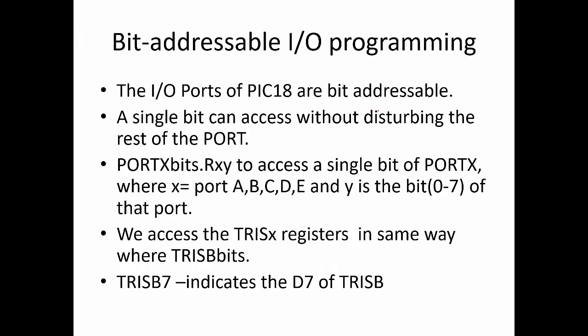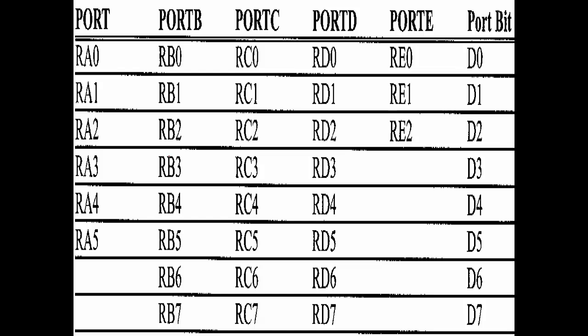So next is bit addressable. Let us check one by one. So starting from port A to port E. Port A bits can each be represented as RA0, RA1, RA2 up to RA5. Port B also RB0 to RB7. So if I want to configure only one bit, this bit can be represented as equal to 0. If I am assigning that, then the particular bit alone will be fed 0. Or if I am making it 1, then this particular bit will be 1.